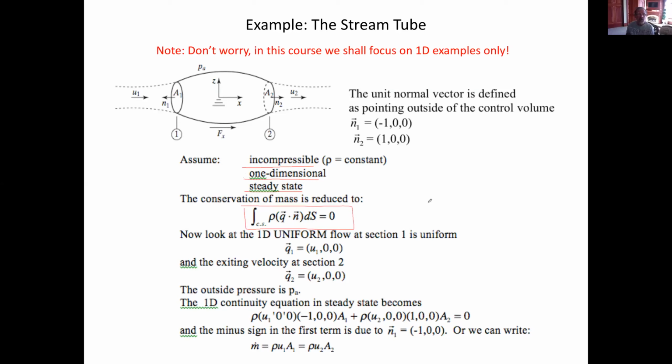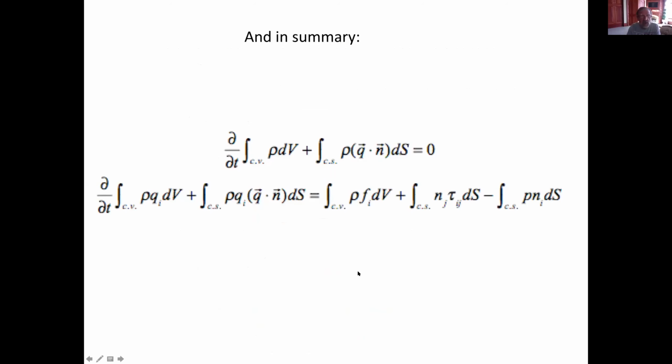Okay, so now we'll do the same thing we did with the cylindrical surface, but now we do it for the complete control volume. So the velocity at the entrance is going to be q1. The velocity component in the x direction is u1, no y, no z. The exiting velocity q2 is u2, 0, 0. Right? Okay.